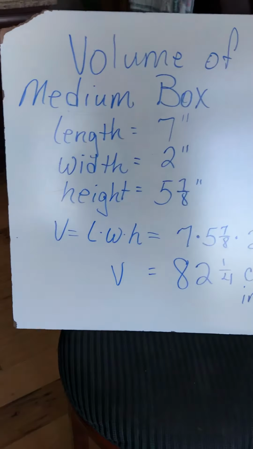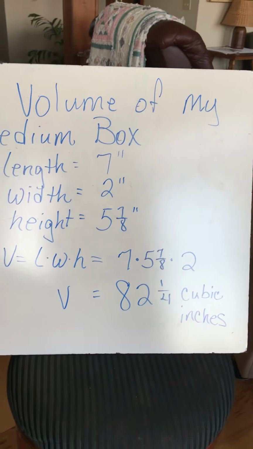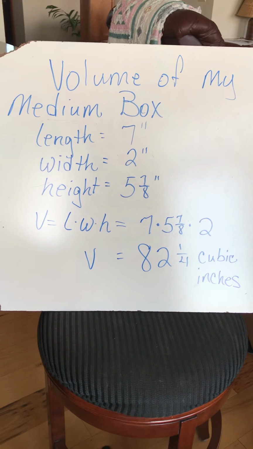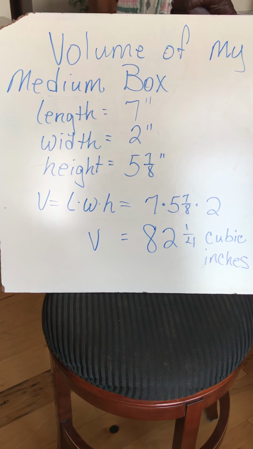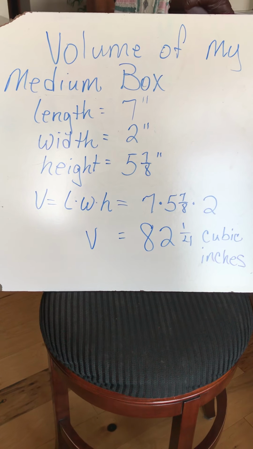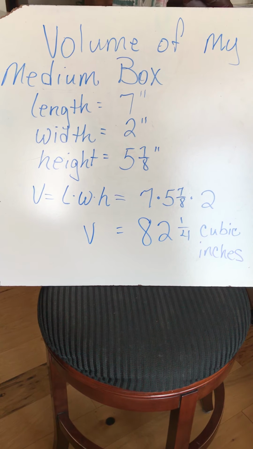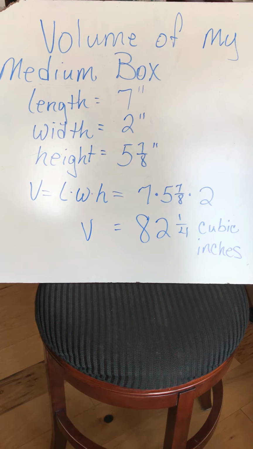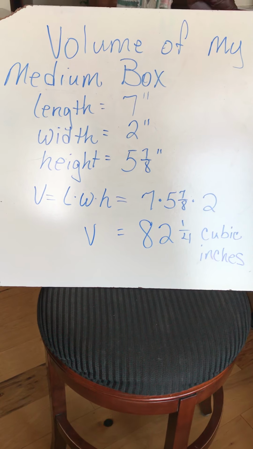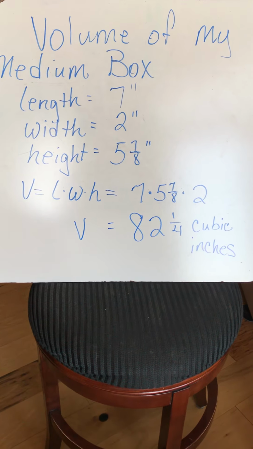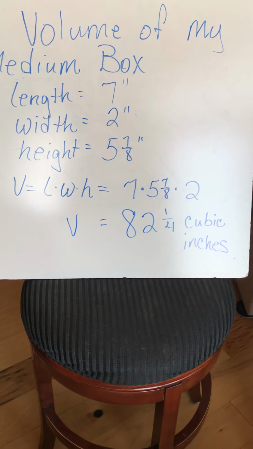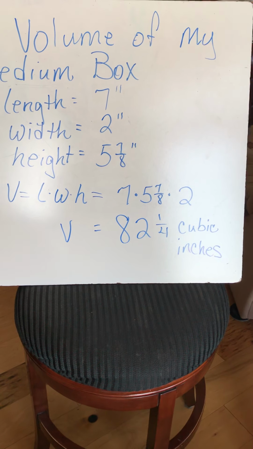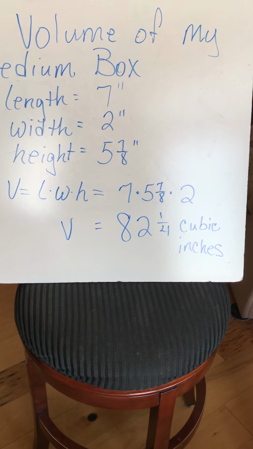Now I need to take those dimensions, and I have recorded them on my board. And this is my medium box. The length of it was 7 inches, the width was 2 inches, and the height was 5 7/8 inches. To find its volume, I need to multiply length times width times height. So I took my calculator, and I entered 7 times 5 7/8 times 2, and I found that the volume of my box was 82 1/4 cubic inches.